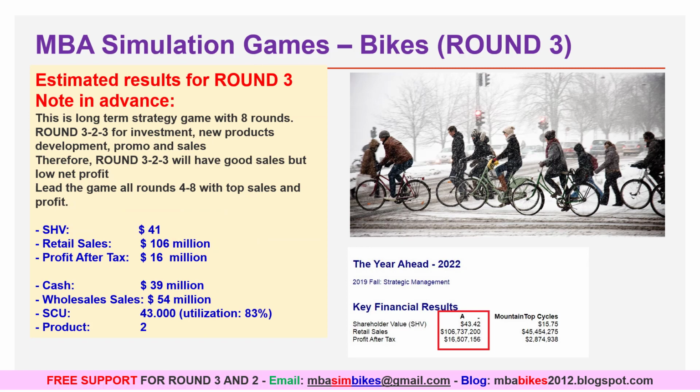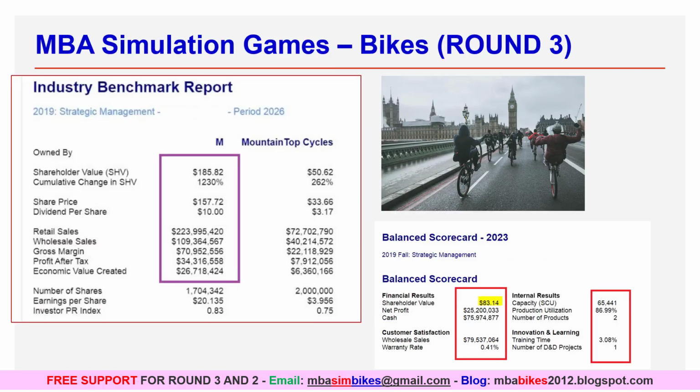Estimated result for round 3, we get a good shareholder value of 41 and retail sales of 106 million, profit after tax 60 million. So that's a good result. We keep this, and then for rounds 4 to 8 we can leave the game. And you see on the screen the top result in round 8. You get shareholder value of 180, or you can double that if you sell more.